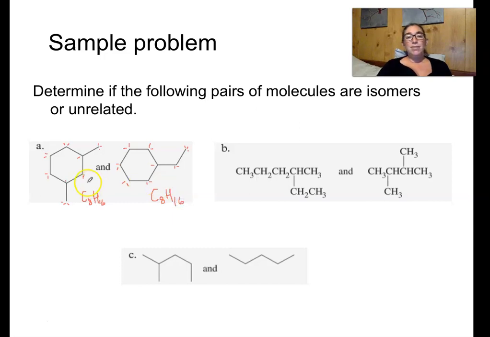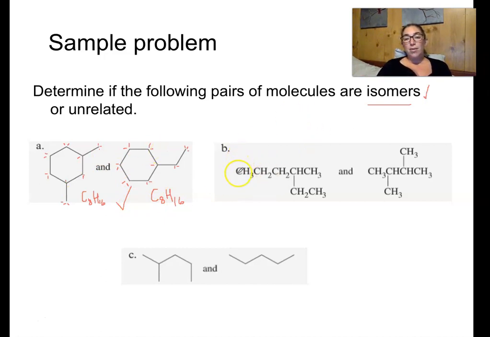And they do have different shapes. This one is a cyclohexane with 2 arms, and this one is a cyclohexane with 1 long arm. So these are, in fact, isomers. Giving it a check. Let's check that it's an isomer, this pair. We would say they're isomers. They have the same molecular formula, but different structures.